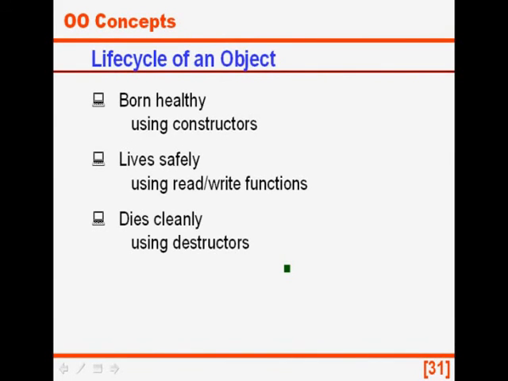In this slide, we look at the life cycle of an object. What we need is that the object should be properly initialized, or in other words, born healthy. This is ensured using constructors. Objects should maintain the integrity of their data. That means functions should not be allowed to destroy the data or make it invalid. This is ensured using the read-write functions. And objects should die cleanly: when they go out of scope and are cleared up, they should deallocate all the resources which they allocated. This is ensured using destructors.